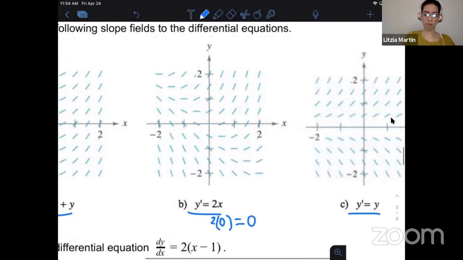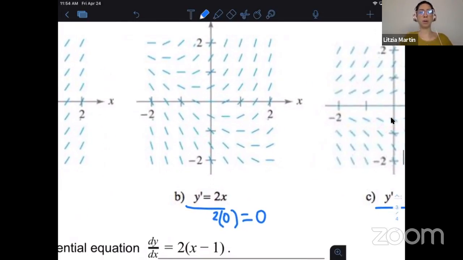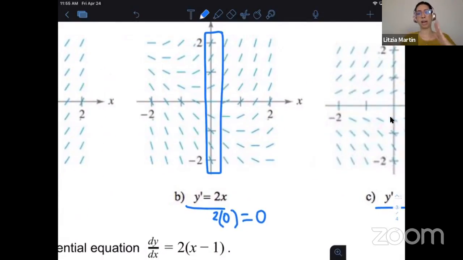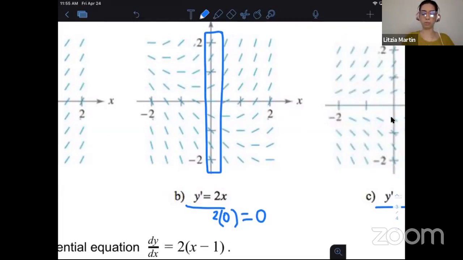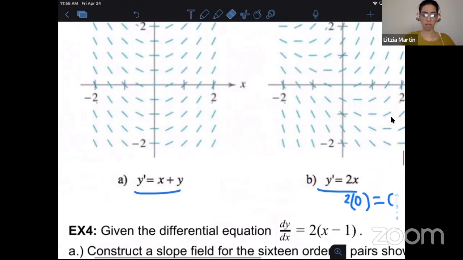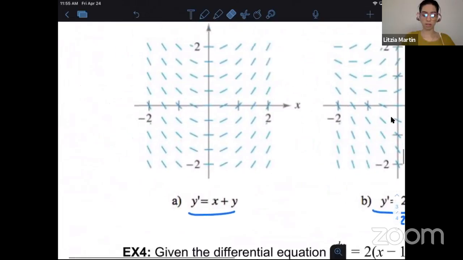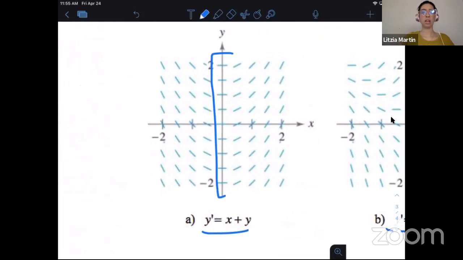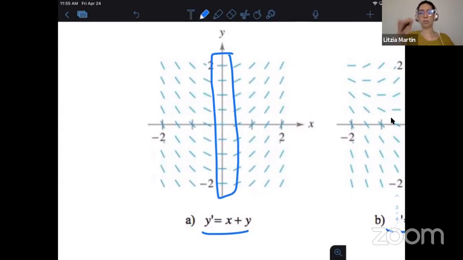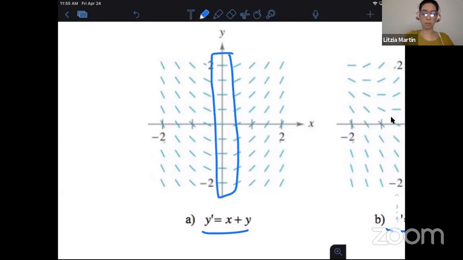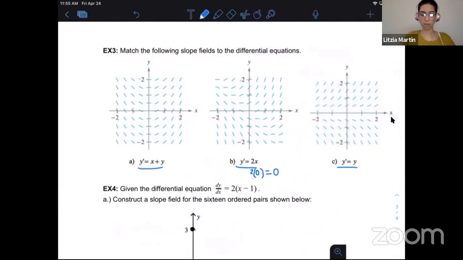If we look at this graph, when x is equal to 0, again, we have varying slopes. It's not a slope of 0 all the way through. So this would not work out for us. And the last one, here we do have a slope of 0 all the way through. So since that is our only option here, we're going to go ahead and match those two to each other.